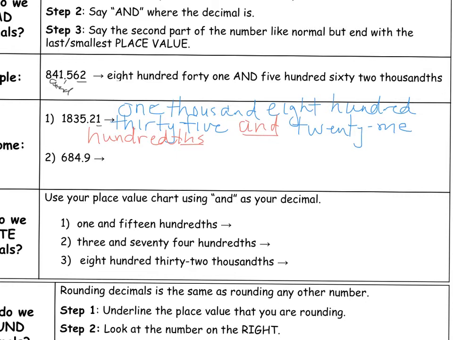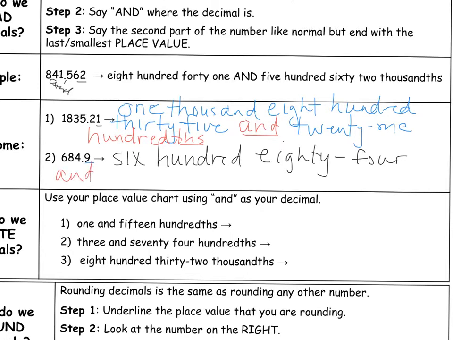Number 2, the first part I would read before the decimal point is 684. The decimal point means "and," and I look at the number in the last decimal value place, which is in the tenths place. So this would read as 684 and 9/10. This written out would go like this: 684 and that's where my decimal place is. 9/10.